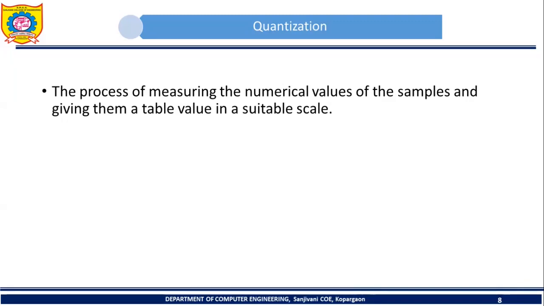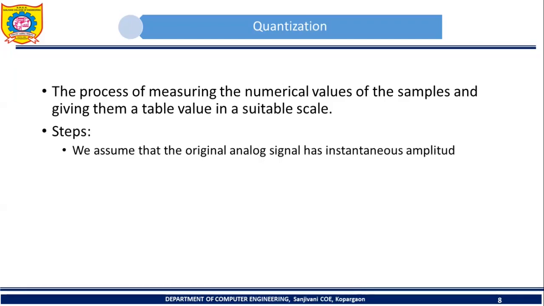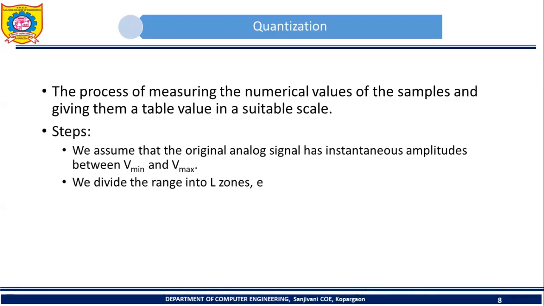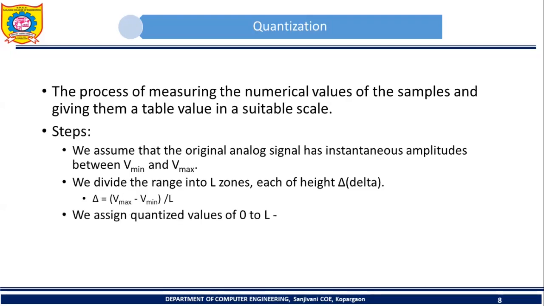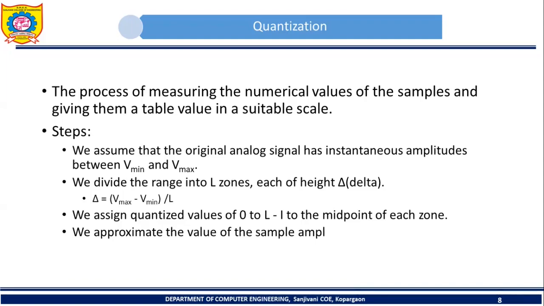Now let's see the steps that are followed in quantization. The first step is we assume that the original analog signal has instantaneous amplitude between V minimum and V max. Then we divide the range into L zones, each of height delta, where delta is given by (V max minus V minimum) divided by L. We assign a quantized value of 0 to L minus 1 to the midpoint of each zone, and then we approximate the value of the sample amplitude to the quantized value.